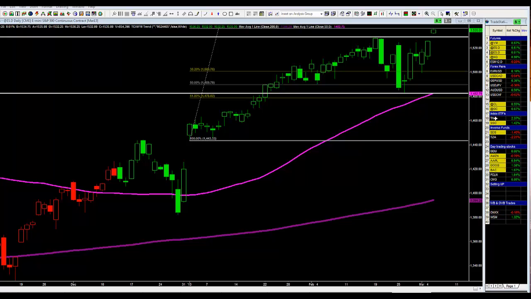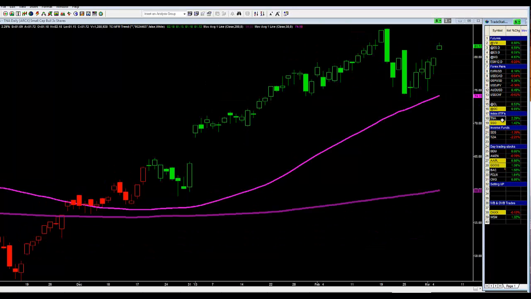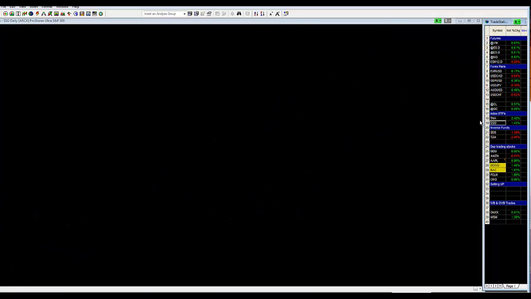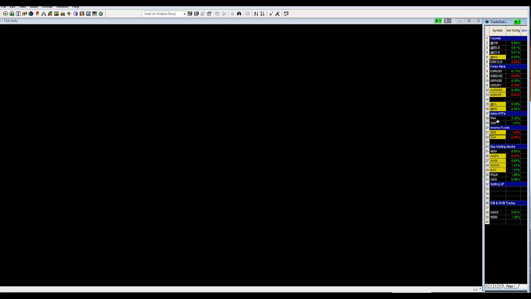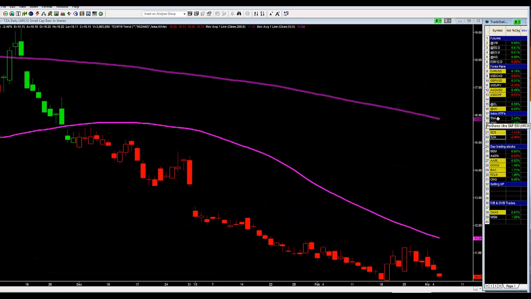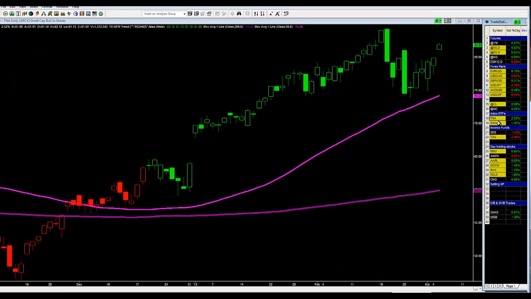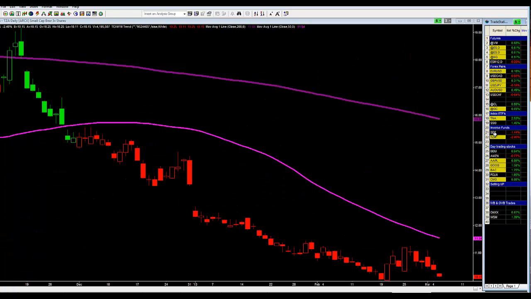Now the TNA, see how I have the TNA and the TZA under index ETFs? The TZA is 3 times, but that's more of the Russell. The TNA is Small Cap Bull 3 times shares. The SSO is the ProShares Ultra S&P 500 2 times. So the TZA and the TNA more or less follow the Russell, the small cap. All right, back to the S&P.